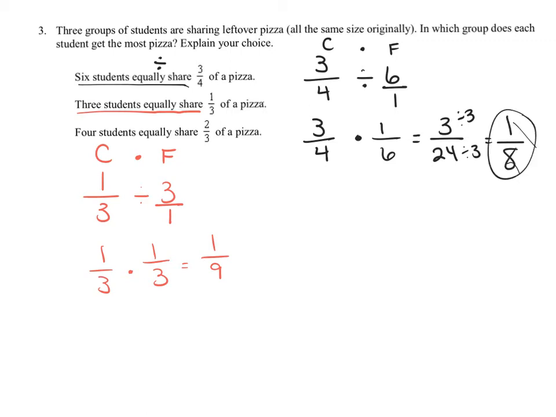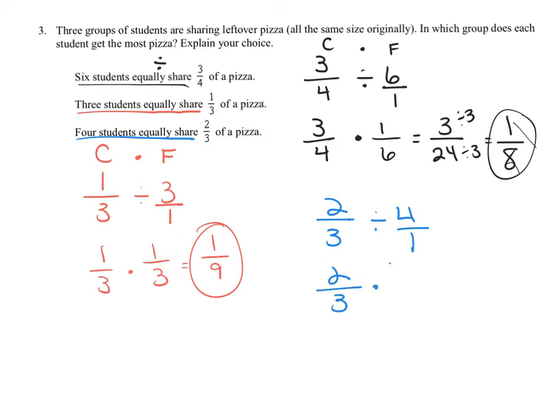So the first one's 1/8, the second one's 1/9, and the last group is 4 students equally share 2/3. So 2/3 divided by 4, and we're going to say 4/1, multiply by the reciprocal, 2/3 times 1/4, which gives me 2/12, which if we simplify that is 1/6.